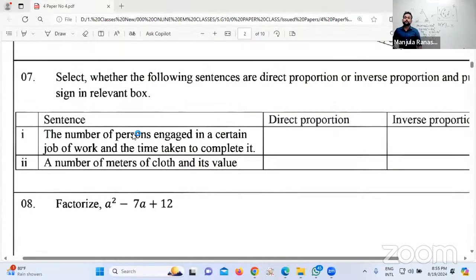Okay, they're asking direct proportion and indirect proportion, right? Remember that direct proportion means if one quantity increases or decreases, the other quantity also changes the same way. If it is increasing, it increases in the same ratio; if it is decreasing, it decreases in the same ratio. That is direct proportion. But indirect means if one is increasing, the other is decreasing.